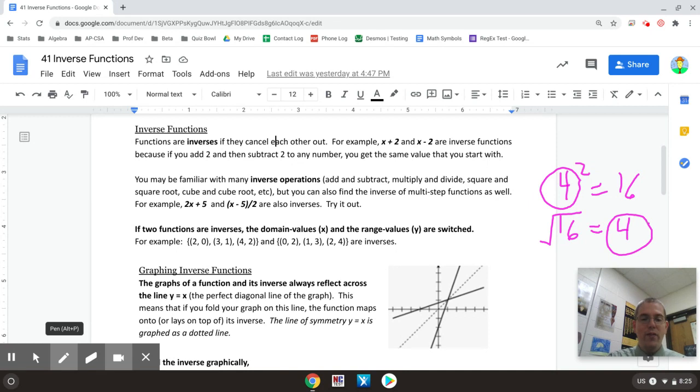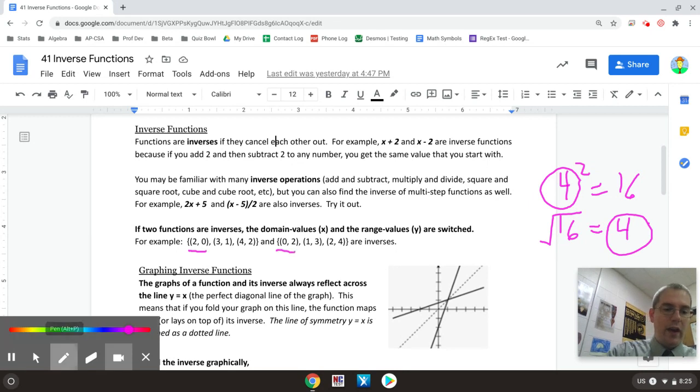Now, graphically, inverses mean you're going to switch your domain or x values and your range y values. So notice in this example I have here, the first point is 2, 0. That point has been switched to 0, 2. The x and y values have just been switched. 3, 1 has become 1, 3. And 2, 4 and 4, 2 also match up.